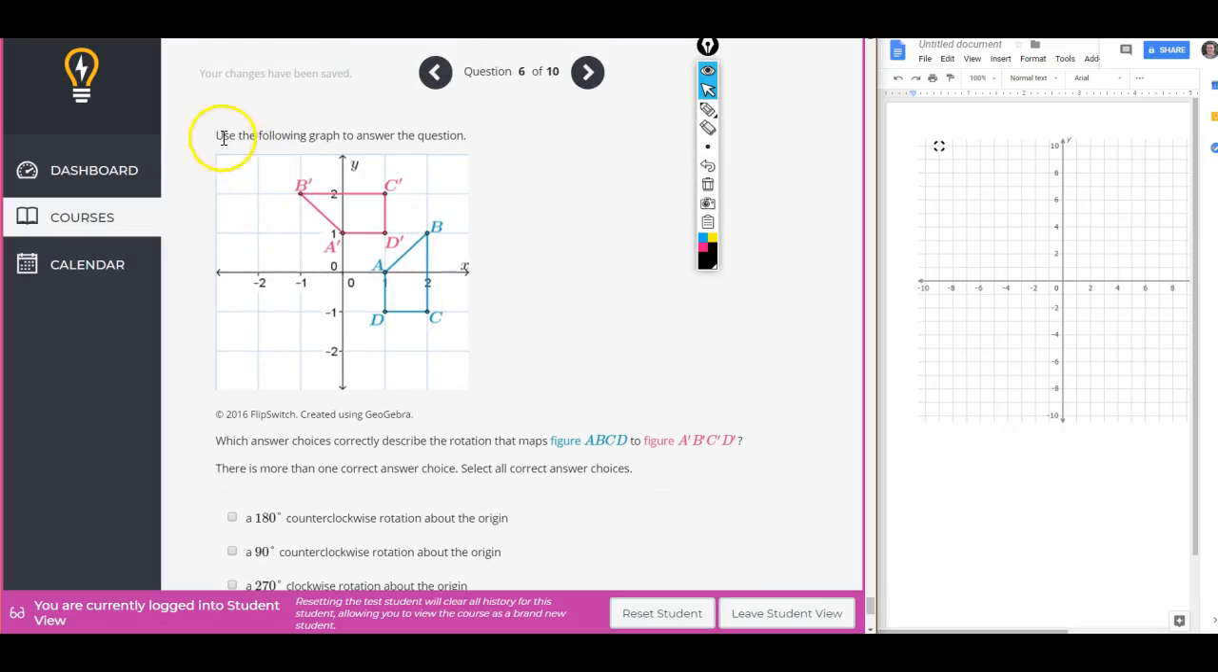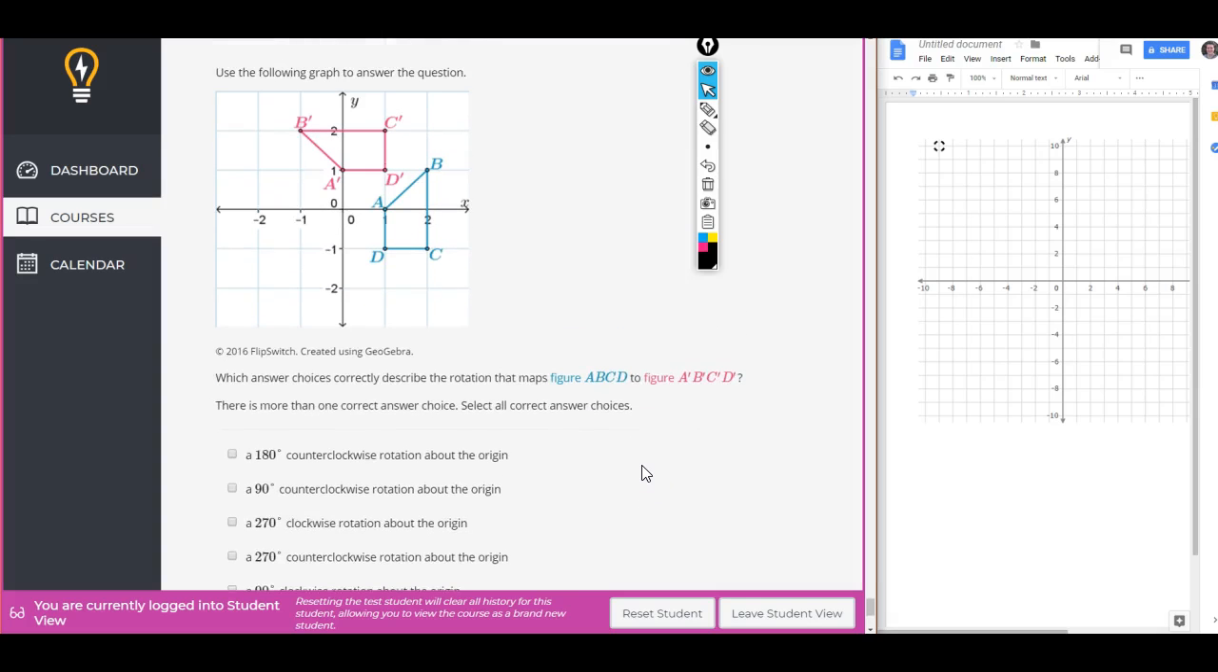Okay, welcome to question 6. Use the following graph to answer the question. Which answer choices correctly describe the rotation that maps figure A, B, C, D to figure A prime, B prime, C prime, D prime? There is more than one correct answer choice. Select all correct answer choices.